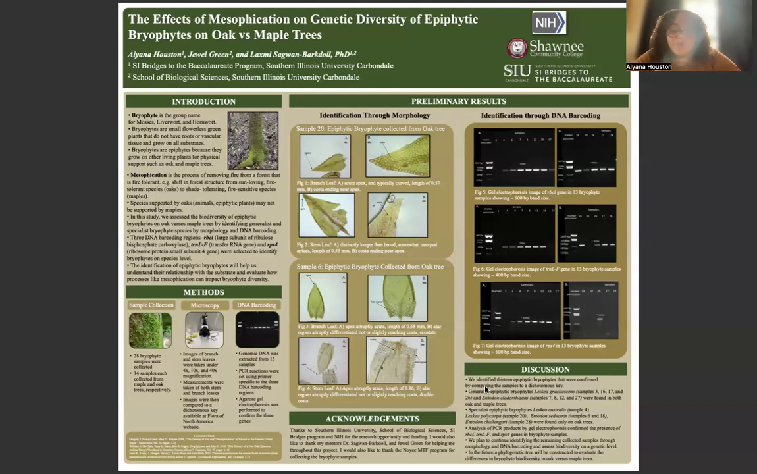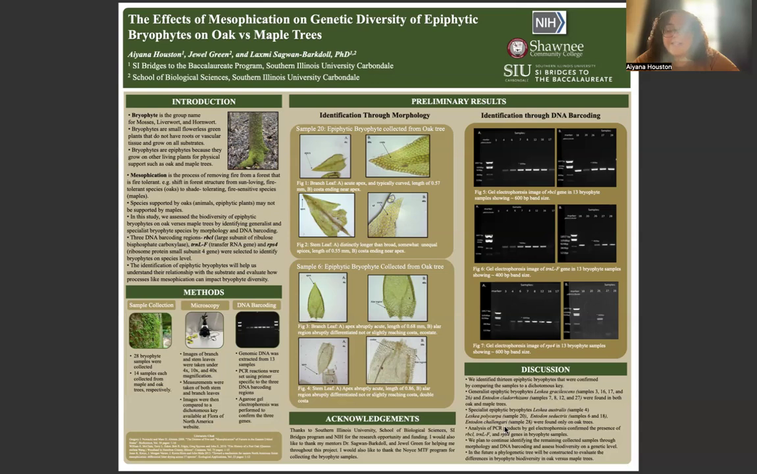We did find some generalist species, those being Lescuraea graciliscens and Dodon coloricens. Those were found both in oak and maple trees. But we did find some specialists. Those were Lescuraea australis, Lescuraea polycarpa, and Entodontidae, and those were found only in oak trees. So the analysis of my gel electrophoresis confirmed the presence of all three genes I was looking for.